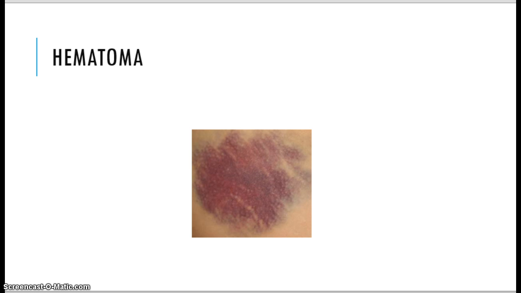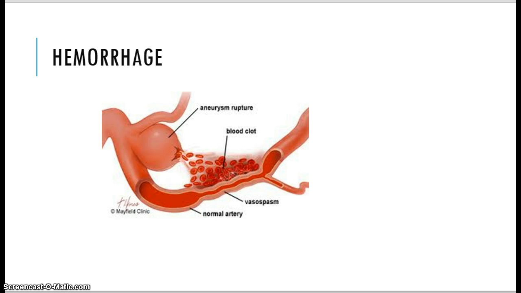A hematoma is a bruise or a bleeding under the skin. It's a collection of blood that oftentimes will heal on its own, and you can tell the stage of a hematoma by the color. As a hematoma is healing, it turns kind of a yellow-green color, so you can start telling how long that hematoma has been there.